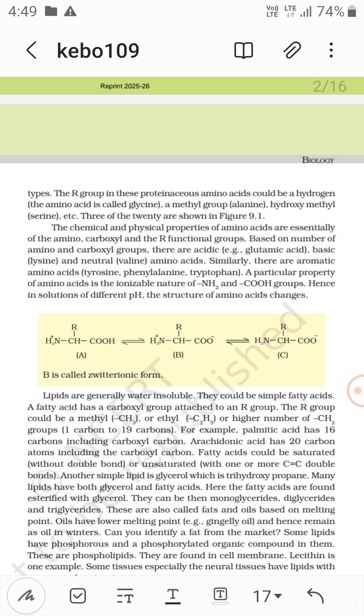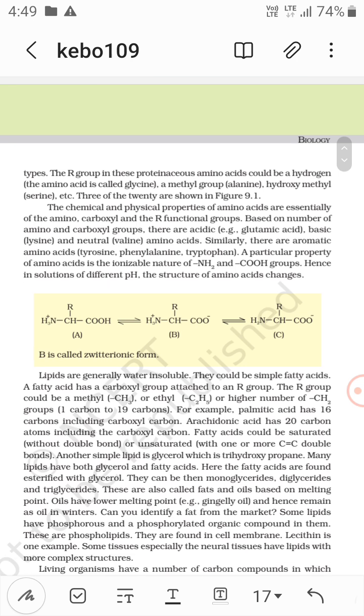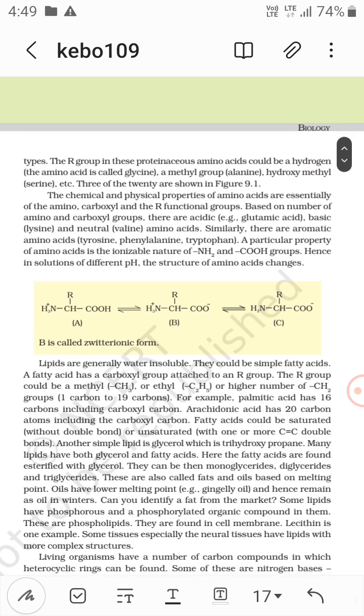So there are aromatic amino acids, tyrosine, phenylalanine, and tryptophan. A particular property of amino acid is the ionizable nature of NH2 and COOH. Hence, in solutions of different pH, the structure of amino acid changes. So, in the second diagram, you see NH3 positive and COO negative. It's in the zwitterionic form. A NH3 positive, right? COOH is present. So, in COO negative, NH2 present.